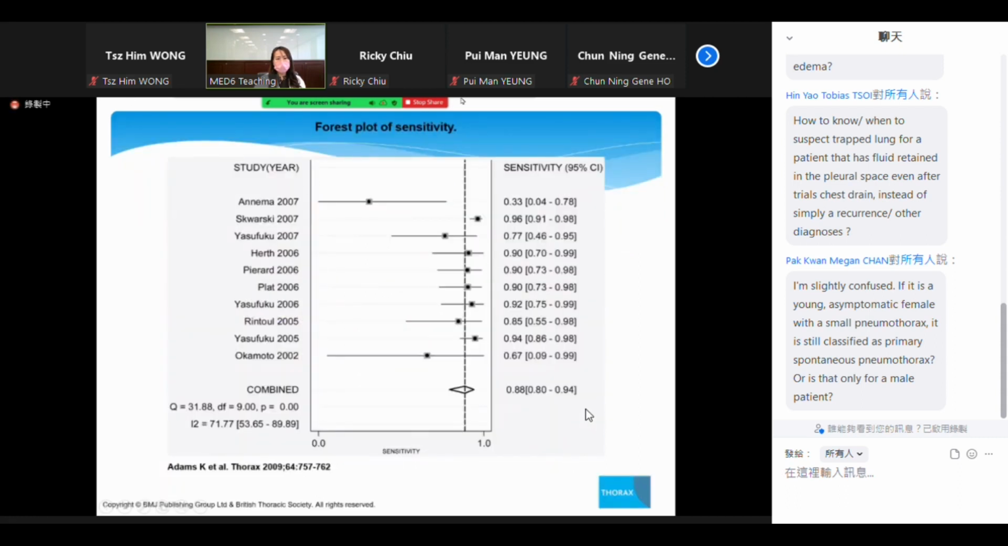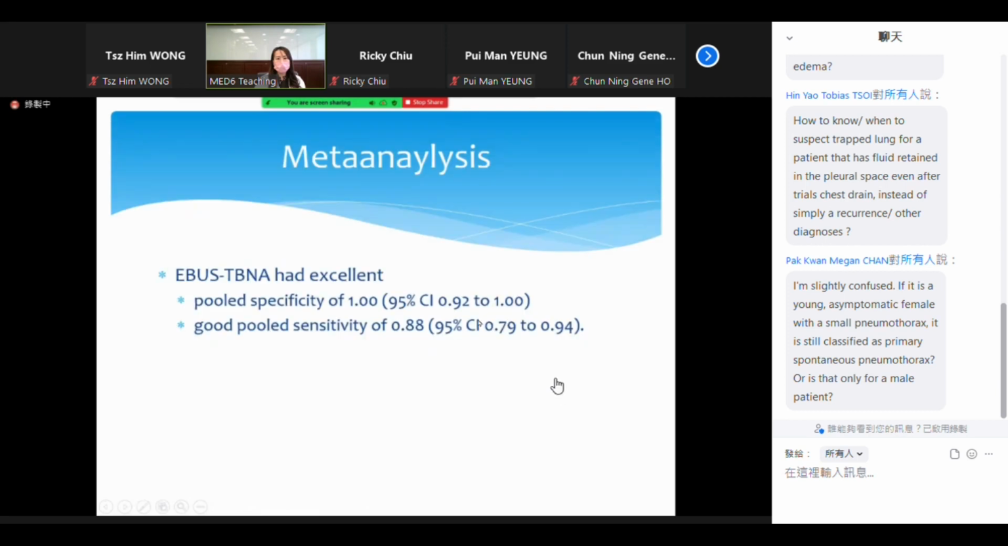So this is the sensitivity of diagnosing lung cancer by EBUS. There's very high sensitivity. The literature shows that EBUS-TBNA, that means transbronchial needle aspiration, for diagnosis of lung cancer has good specificity and good sensitivity.